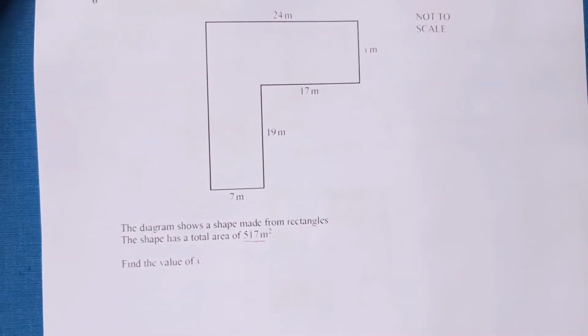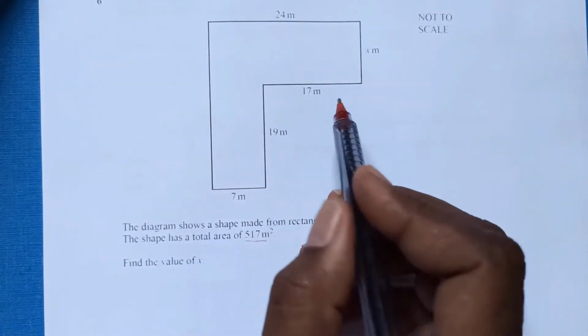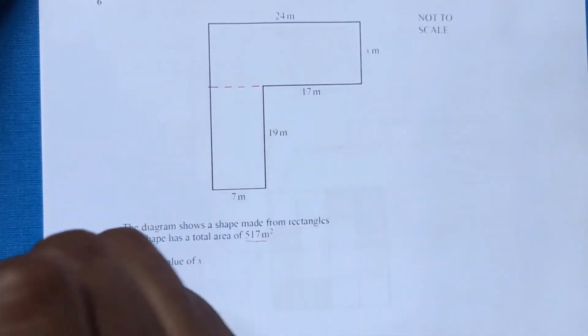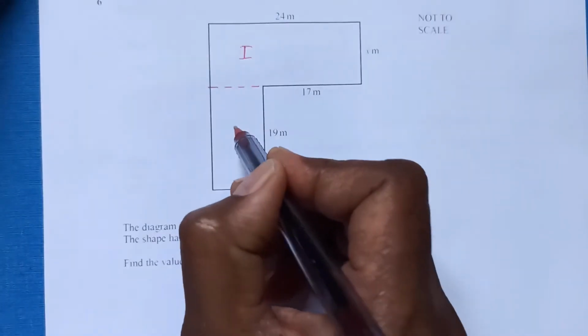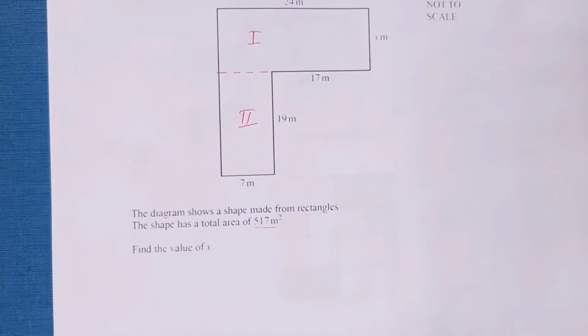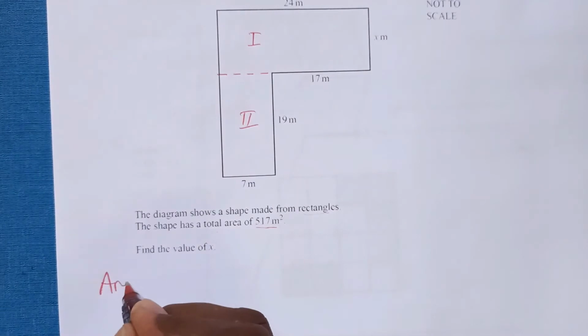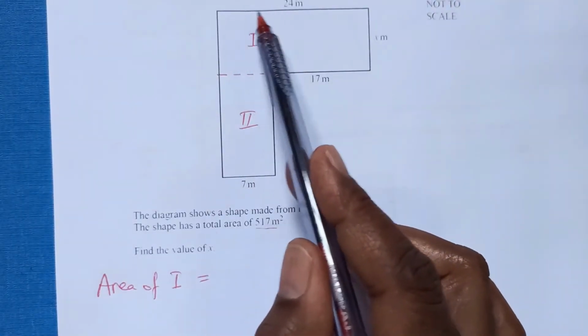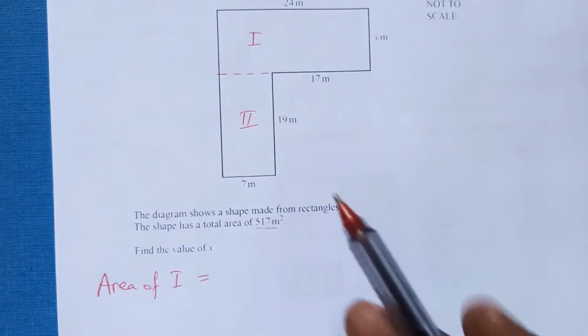So now let's see, this is a shape where 2 rectangles are there. We can split it into 2 parts. So this is shape 1 and this is shape 2. So we will add the area of both shapes. So area of shape 1 is a rectangle of length 24 and width x.